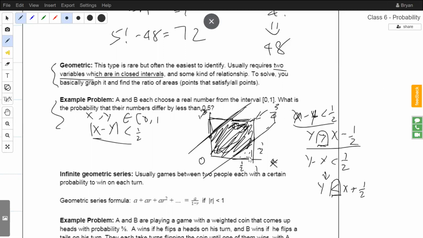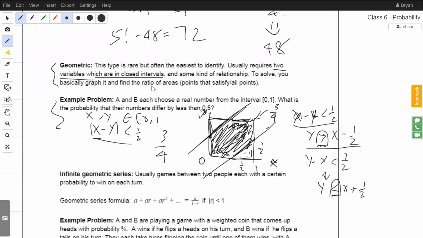Now all we need to do is find the ratio of the areas of the parts that work and the part that doesn't. The part that works is in the middle here, which is 3/4, and the total is just the unit square, 1. So our probability is 3/4 divided by 1, which is 3/4.